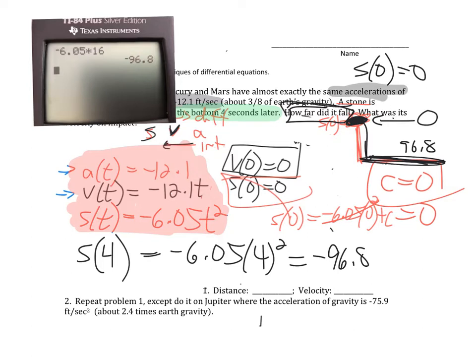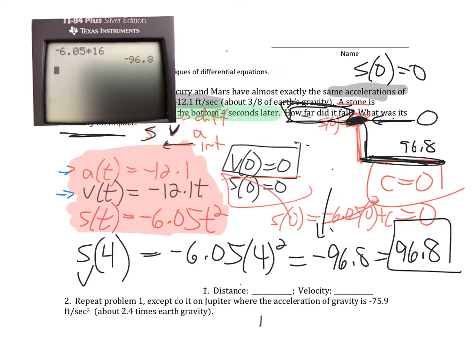So we're not going to say how far did it fall. It fell negative feet. That doesn't make any sense. So here we're just going to make that positive. So how far did this stone fall? It fell 96.8 feet. The question then said, what was its velocity on impact?